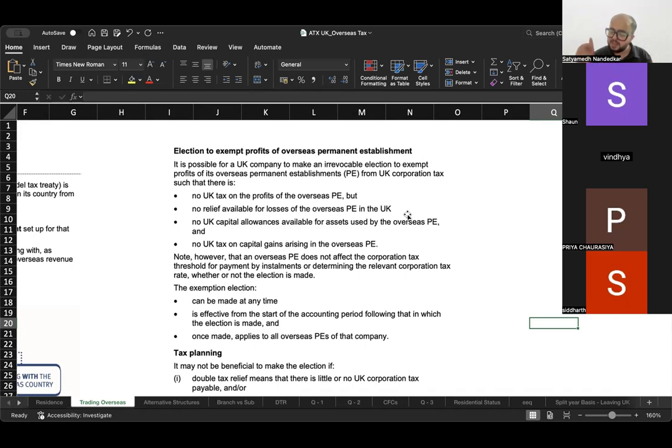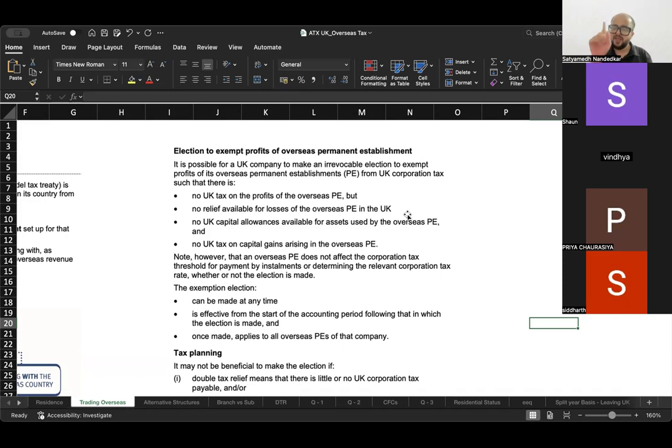But the flip side is that even if you incur a loss in the other country, that loss cannot be adjusted now. So you cannot have it both ways. The moment you make an election to exempt profits, you cannot adjust losses also. You cannot get a relief for capital allowances also. And again, no benefit arising in case of CGT as well. And this election can be made at any time, but once made, it is effective for the entire lifetime of the company. It is an irrevocable decision.